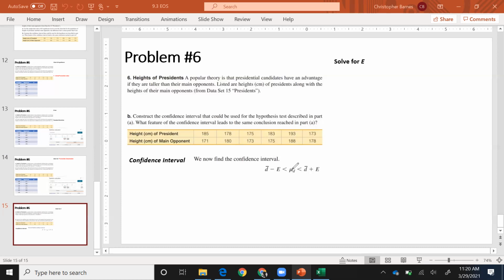The confidence interval. Okay. Guys, remember, problem 6 is a big problem. The first part was what Siani did, about how to do a hypothesis test. The second part is to construct the confidence interval that could be used to test a hypothesis. So that's what we're doing here. We're constructing a confidence interval. Now, the first thing we want to do is solve for E.